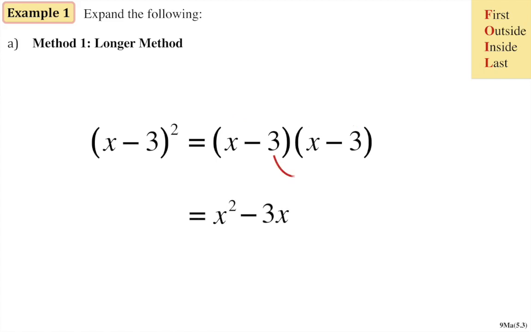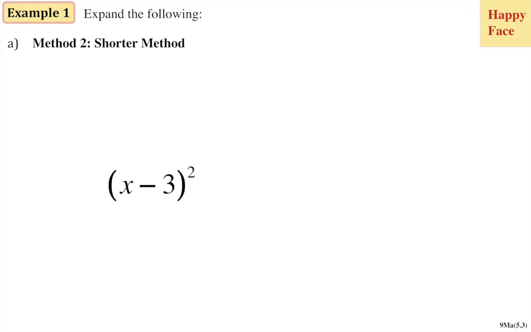Now the inside terms. Negative 3 times x, negative 3x. And finally, the last two terms, the negative 3 times the negative 3 gives positive 9. We have like terms, negative 3x, take away another 3x gives negative 6x. So there is our final answer. So we can actually get that answer using nothing new, the same technique that we used when we were doing exercise 8a. Let's try a slightly shorter method.